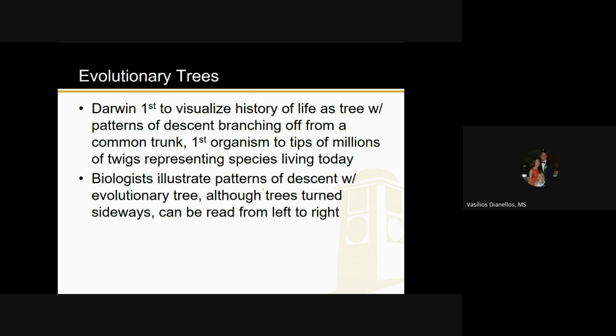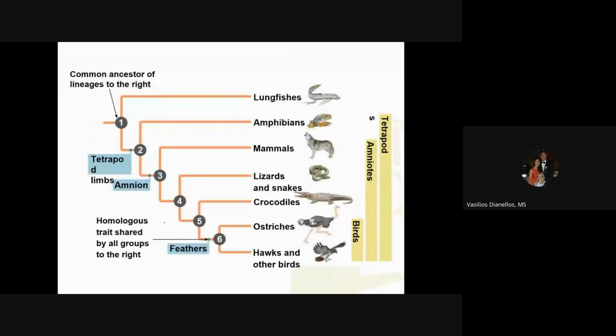Obviously, it's a lot different because with the family tree, you're talking about just the descendants of one particular family of humans, and what we're talking about with Darwin is the family tree of all living things, but it's still similar. Biologists illustrate patterns of descent with evolutionary trees, although the trees turn sideways so they can be read from left to right. I'm obviously not going to ask you anything about that. That's just so you know, when you see a tree that looks like this, that's why it's left to right. When you think of a family tree, you might think of up and down, but because of the nature of what we're talking about here, it's usually left to right.